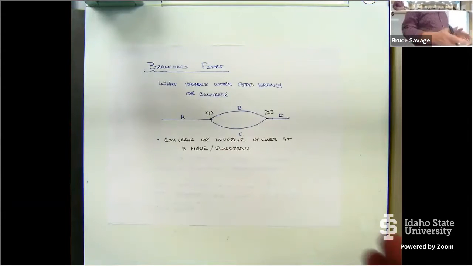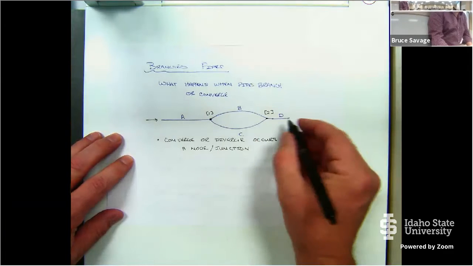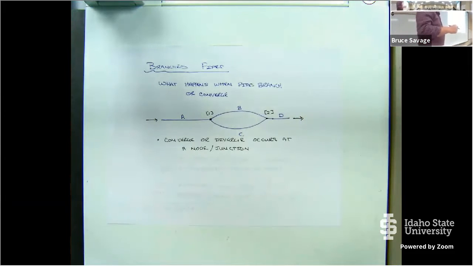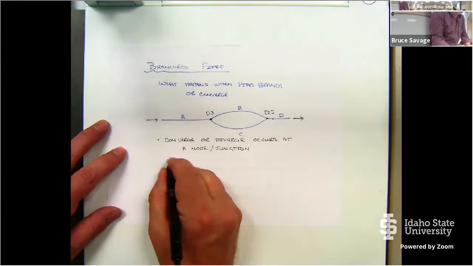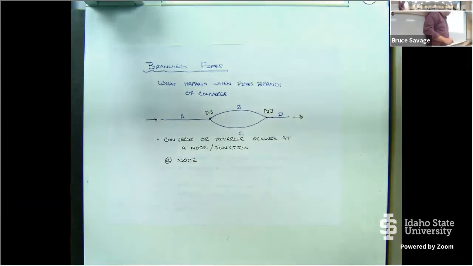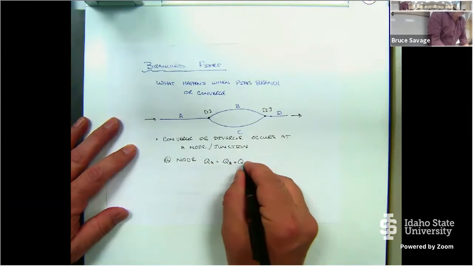So let me say that again. We're looking at this pipe network. Flow comes in at A, splits around B and C, comes back together at junction 2, and goes out through D. So what can I say about node 1, relative to the conservation of mass? What is the relationship between Q sub A, Q sub B, and Q sub C? Q sub A equals Q sub B plus Q sub C.